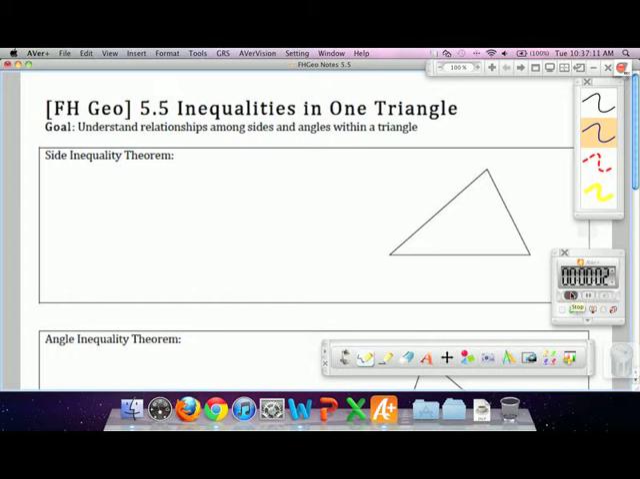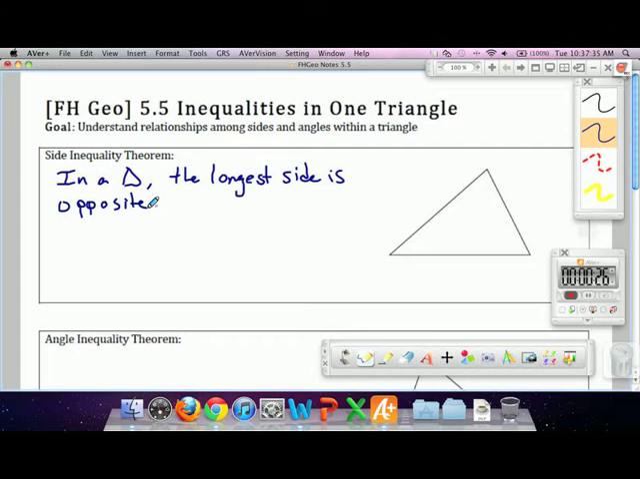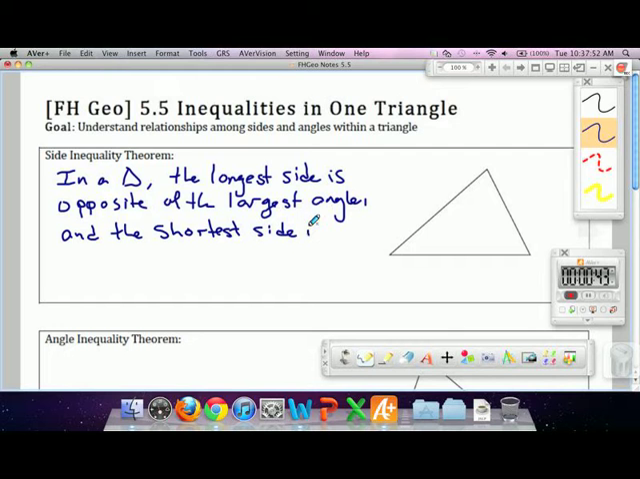Our side inequality theorem says the following. It says that in a triangle, the longest side is opposite of the largest angle, and the shortest side is opposite of the smallest angle.